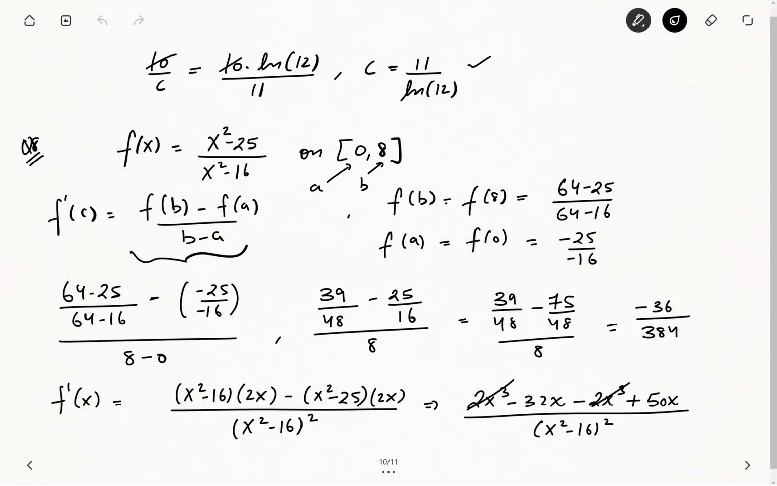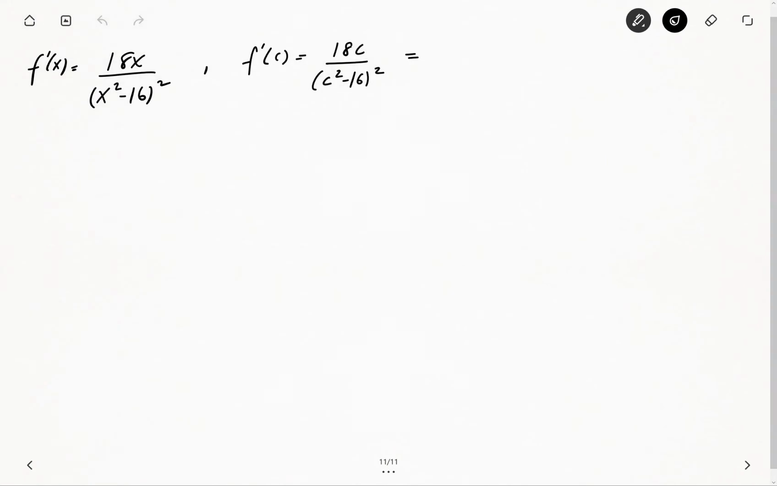So now, if we're figuring out the point c where the derivative must be equal to the secant line according to the mean value theorem, we're going to figure out f prime of c, which is literally just replacing the x with c. So 18c over c squared minus 16 squared. This must be equal to the secant line slope that we found out. So if you equate it, negative 36 over 384.